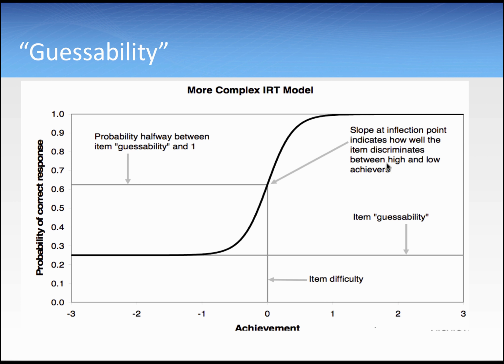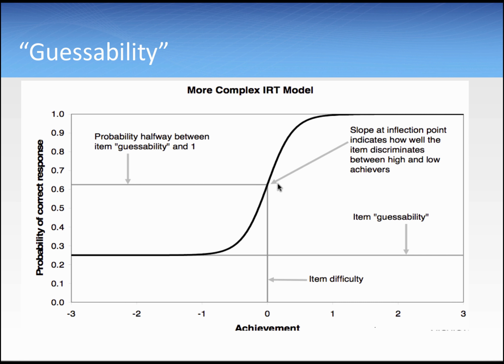Here you can see this curve actually starts at around 0.25, so at 25%. So why would this be? Even the very low achievers have a 25% chance of getting the item right. This is what's called the guessability. Here we would have a multiple choice item with 4 answering options. And just by chance, even if you have no clue of what this question is all about, you could get the right answer.